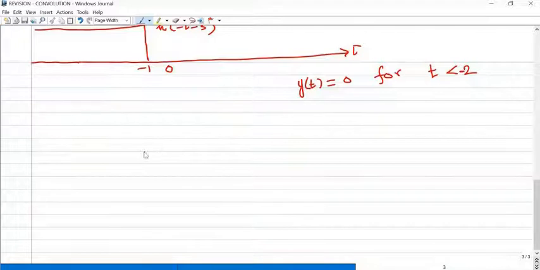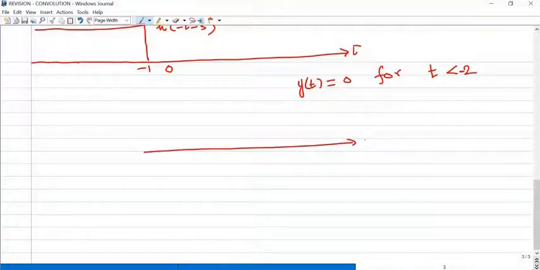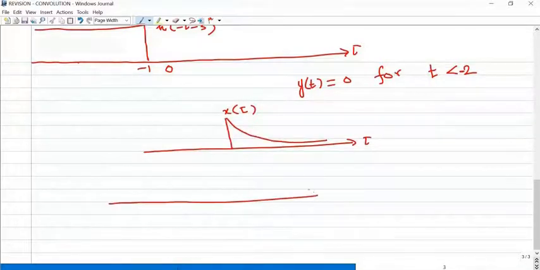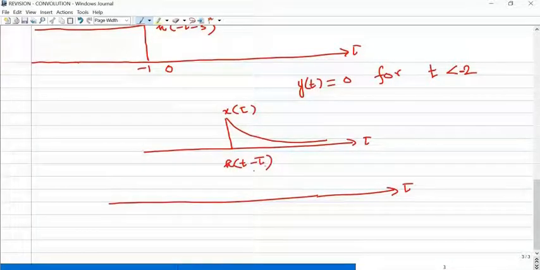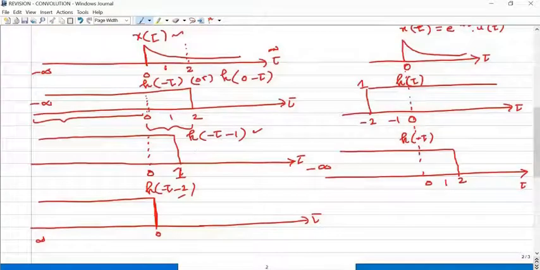Now draw the signal, tau versus x of tau. Next, draw the generalized diagram, the h of t minus tau diagram. How to draw the t minus tau diagram? Where h of minus tau is, there you are just adding plus t, meaning 2 plus t. From h of minus tau, what is the end point? Tau equal to 2. So 2 plus t.